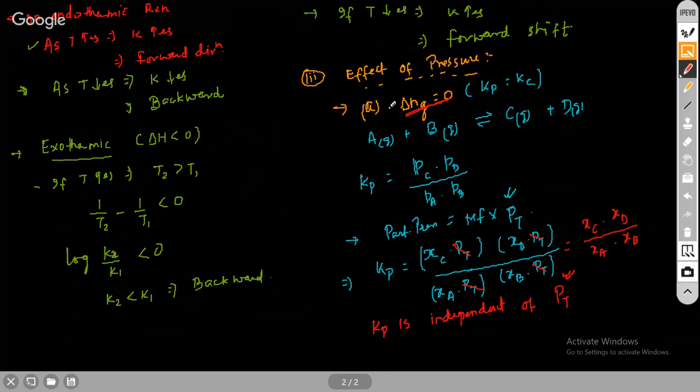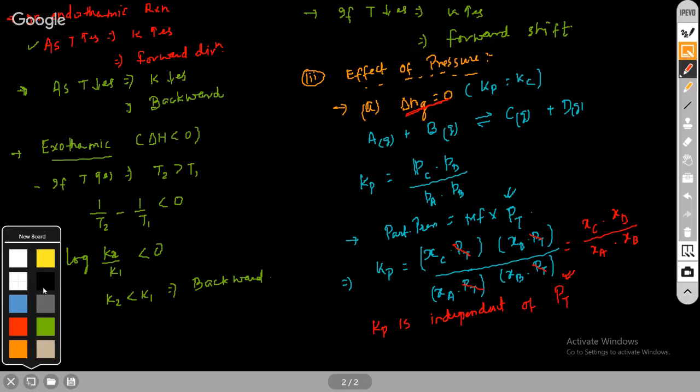Okay, so when del Ng is equal to 0, pressure won't have any effect. Now similarly you can write down all the other possibilities. There are three cases possible. The first one is when del Ng is 0. The second one I am taking is when del Ng value is greater than 0.